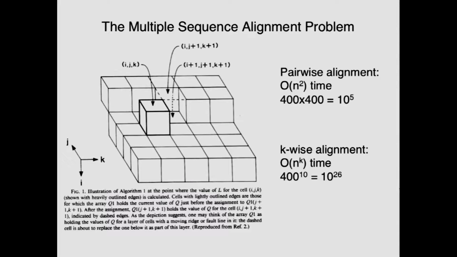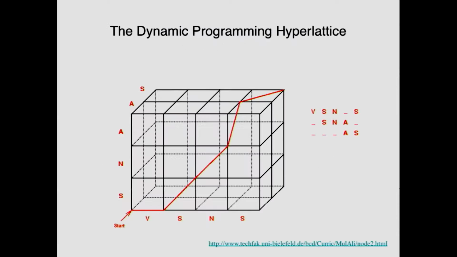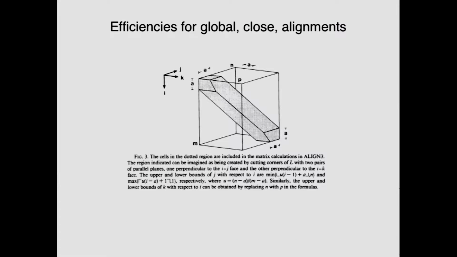Okay. So we don't get to fill in the cube, or we don't get to fill in the 10-dimensional hypercube. We're going to have to find some shortcuts. The next slide just shows you what an alignment would look like on this cube. So let's skip that. So what kind of shortcuts do we have?